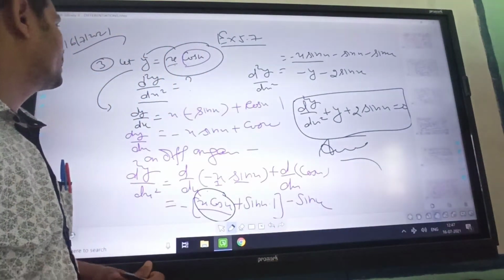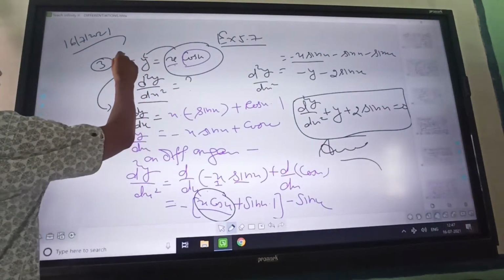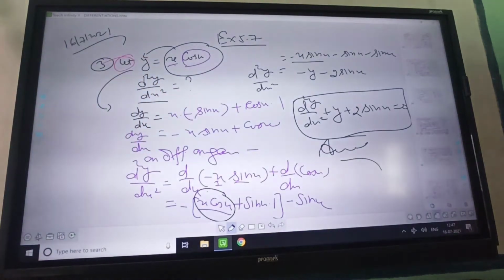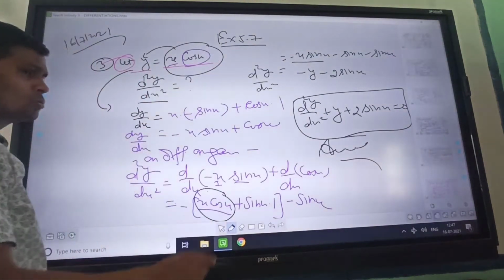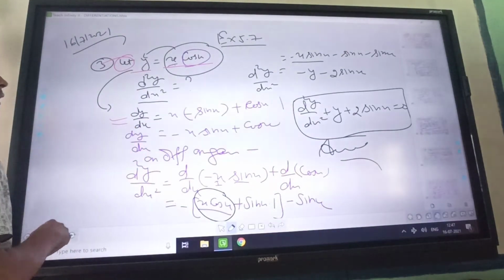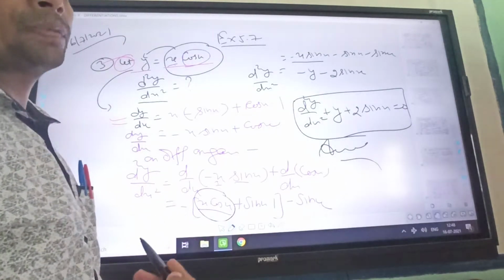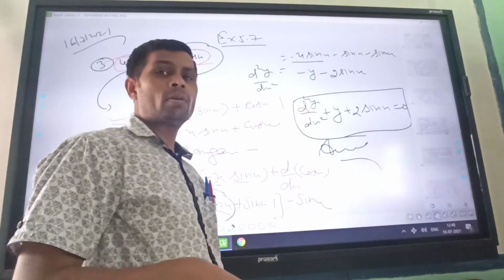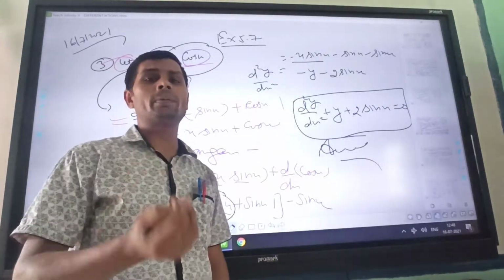So the first question is y equals x cos x. I have considered the function as y, so y equals x cos x. As usual, you know very well how we can find dy by dx. But in this question, the required thing is the double derivative. So as usual, first of all we will find the single derivative, and after calculating it we will find the double derivative.